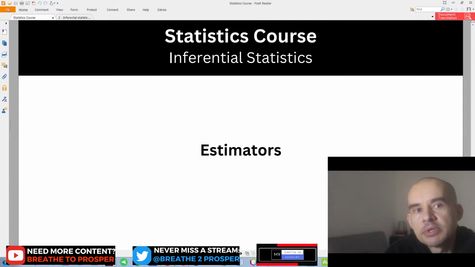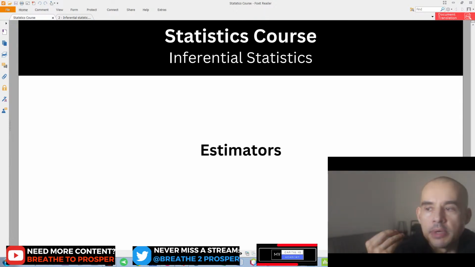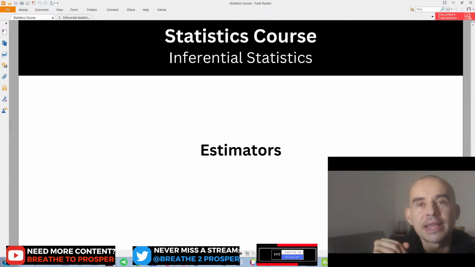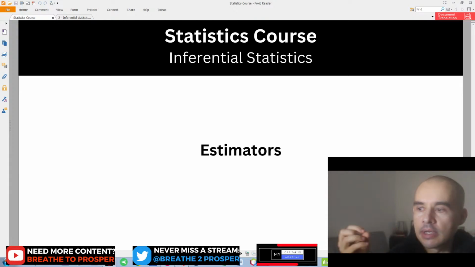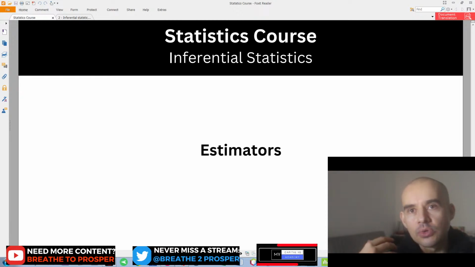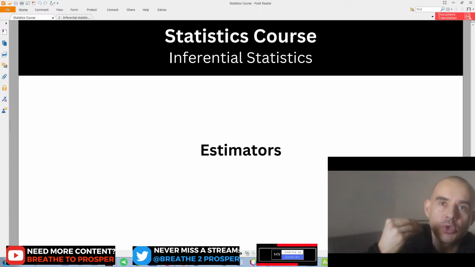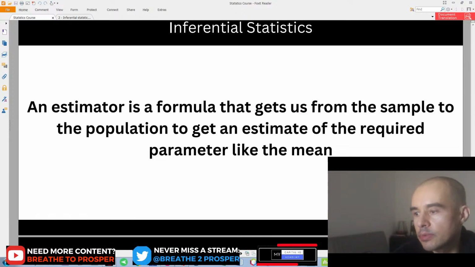Then we enter a specific case in statistics, which is the estimators. What does this mean? The estimator is the formula, or the best formula, that can get you from the sample to the population. So it's not about an estimate, which is what you calculate with an estimator. This is about the formula that you use, the best one to get from the sample to the population. So how does this work?